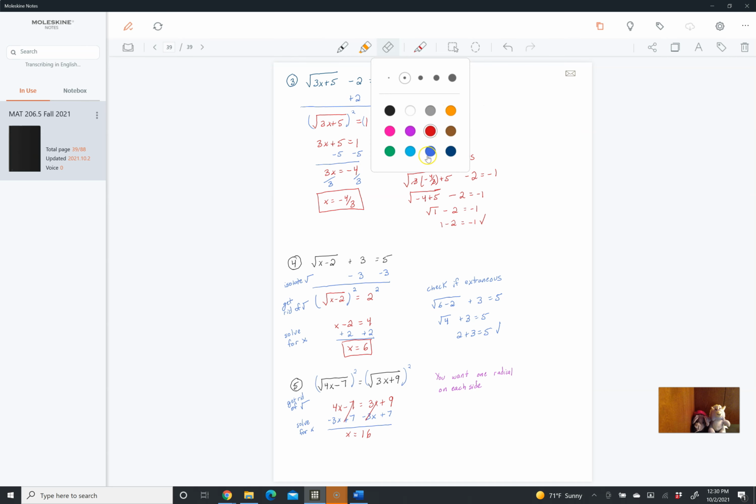Now we plug it in to the original. Square root of 4 times 16 minus 7 is equal to the square root of 3 times 16 plus 9. Well, 4 times 16 is 64. Three times 16 is 48. We get square root of 57 is equal to the square root of 57, and that's true. So this, x equals 16, is a solution.